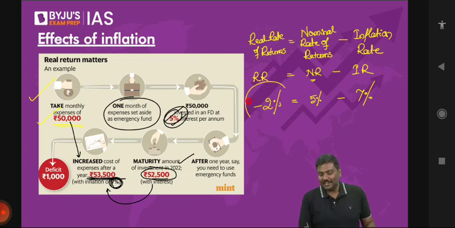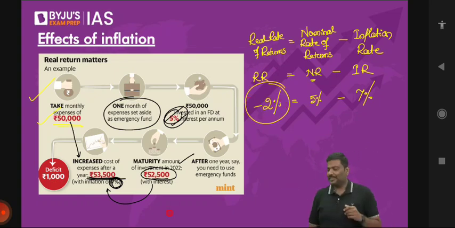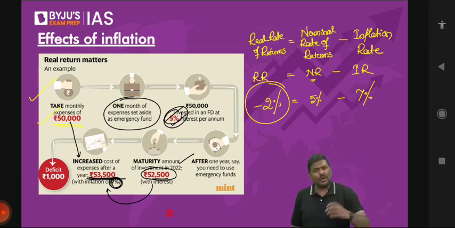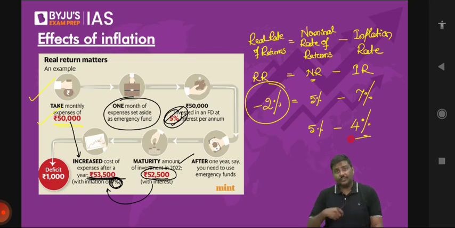Which means you have not earned anything. Whatever earnings you think you have made by keeping your money in the savings bank account or FD accounts, inflation has already taken it away. Now you'll have to spend more money from your pocket. Right, sir? Can you have a positive rate of returns? Of course, yes. Let me give you one more example. Imagine the nominal rate of returns is 5% and inflation is 4%. So what is your real rate of returns? 1%.